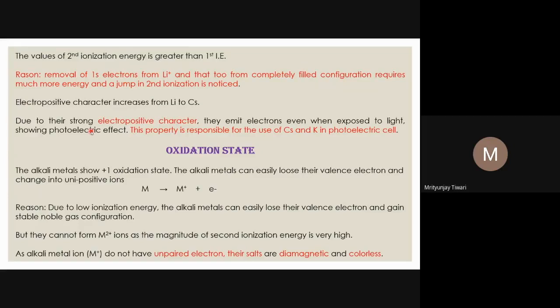Potassium and sodium can reject their electron by just absorbing light of a certain frequency, which you will see later. This property is responsible for the use of cesium and potassium in photoelectric cells. We use photoelectric cells where sodium and potassium metals are at the surface, and as soon as they get light of a particular frequency or more, the electrons are immediately ejected from the surface. So due to the strong electropositive character, the heavy alkali metals emit electrons even when exposed to light, showing the photoelectric effect.